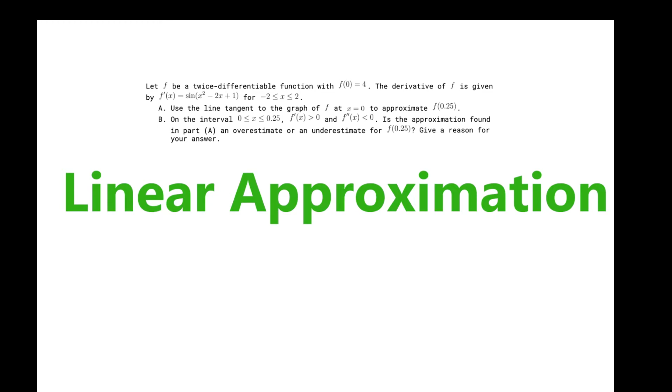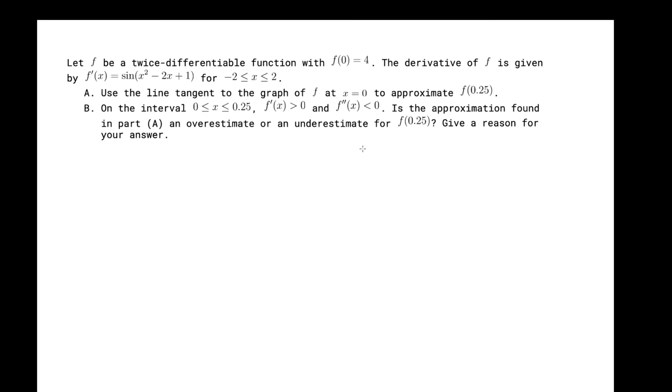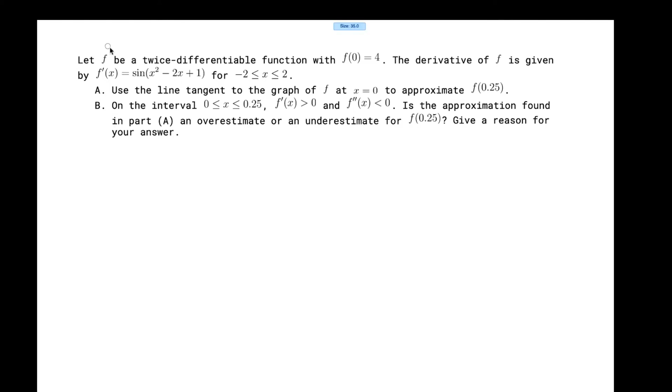All right, so this is going to be a video all about a linear approximation problem, namely this one right here. It's multifaceted, so I felt like it was a good idea to make a video about this. It says let f be a twice differentiable function, that means the second derivative exists, with f of 0 equal to 4. The derivative of f is given by this function right here, and it's for this interval.